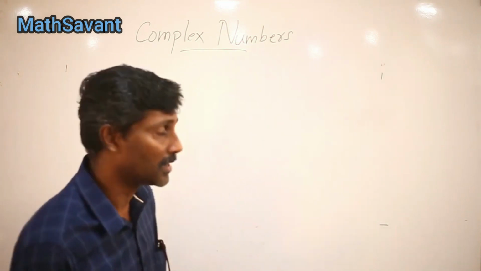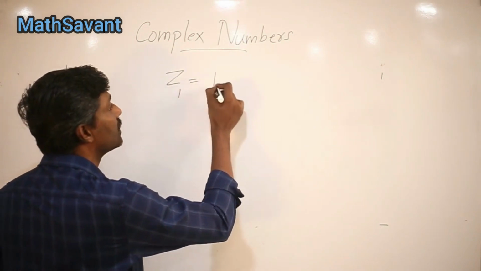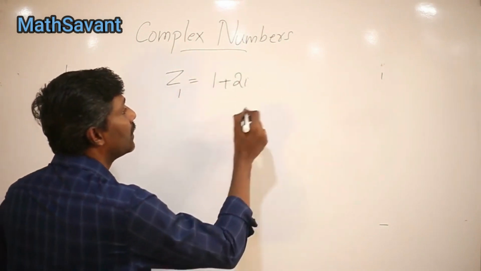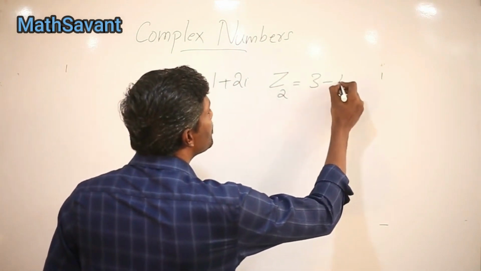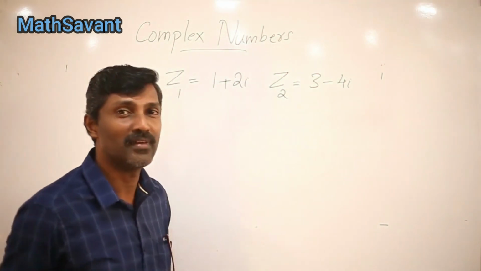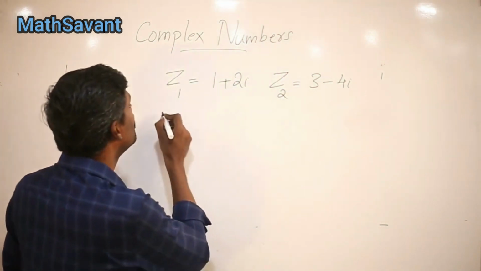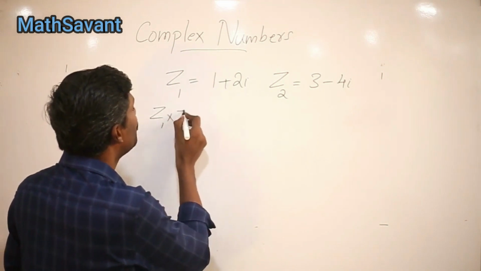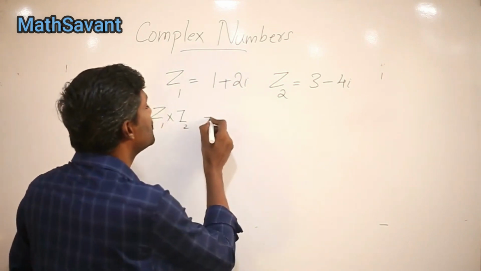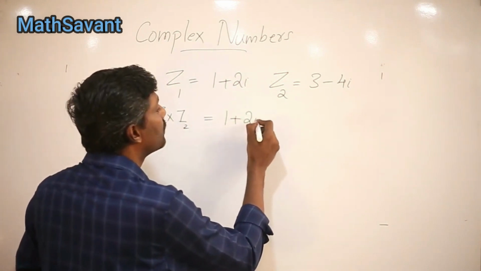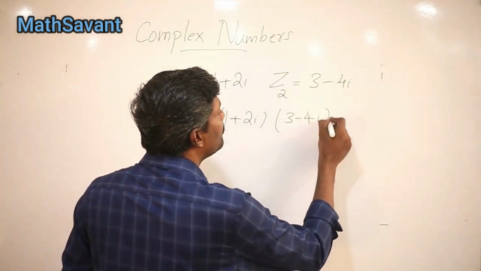multiplication of complex numbers. Again we have two numbers, z1 is equal to say 1 plus 2i, and I would write z2 is equal to 3 minus 4i, and we are asked to find the multiplication of these two numbers, z1 into z2. How do we find z1 into z2? So we will write the two numbers here. Let's put the brackets, 1 plus 2i into 3 minus 4i.